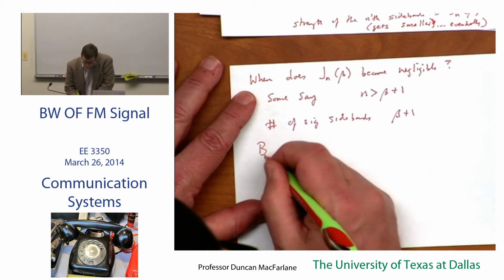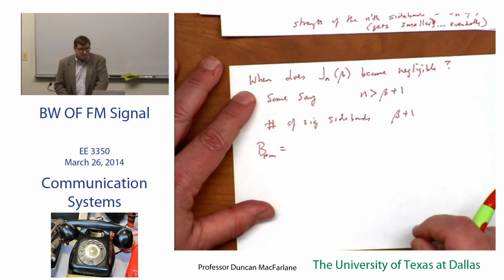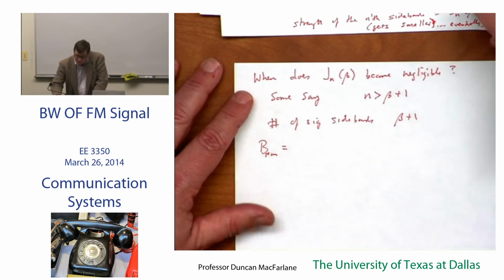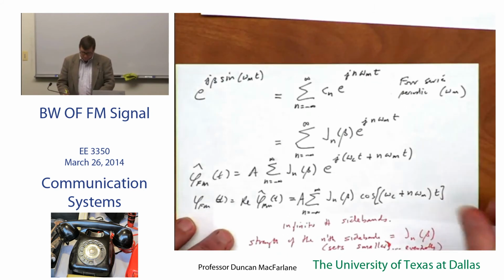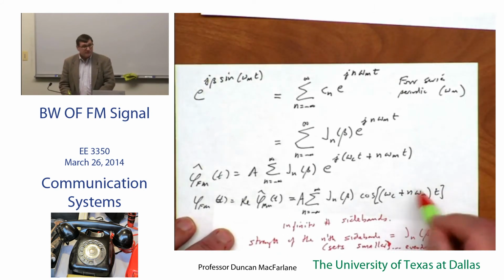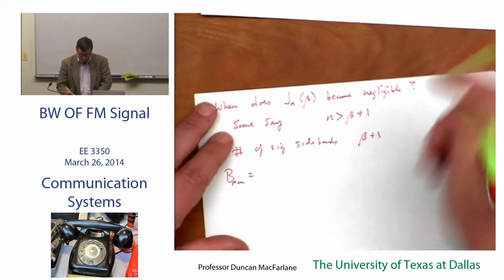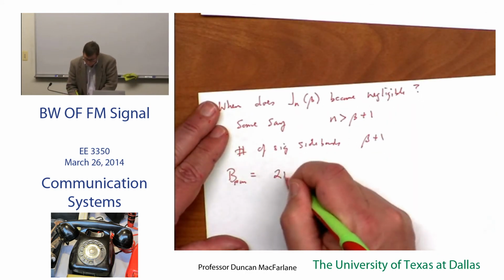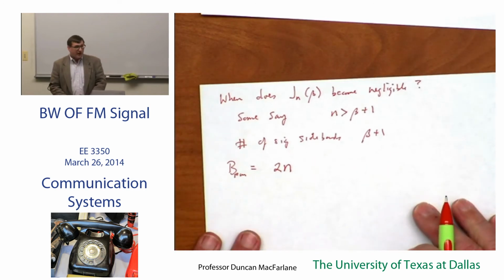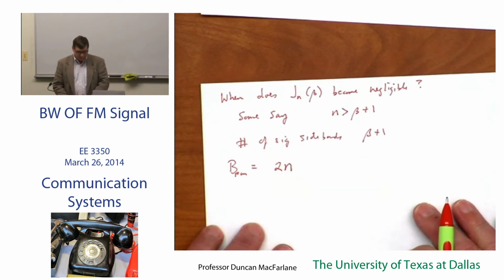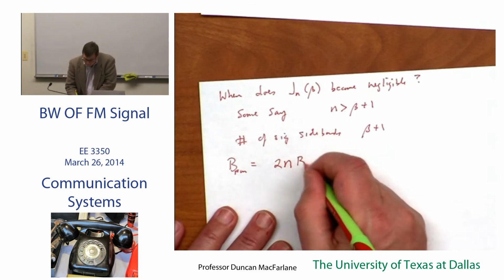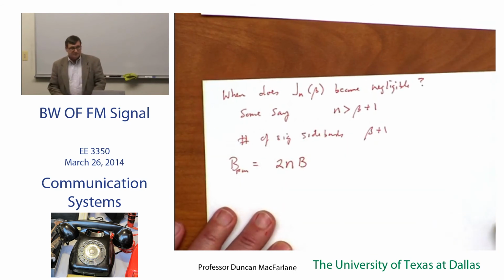The bandwidth will equal the number of sidebands that I keep. The bandwidth will be proportional to the number of sidebands that I keep, and it will be minus and plus sidebands. So twice the number n that I keep, the number of sidebands, the number of harmonics that I keep, times the width of each of those harmonics, f sub n.